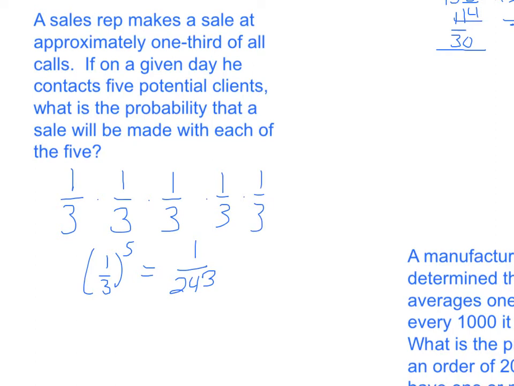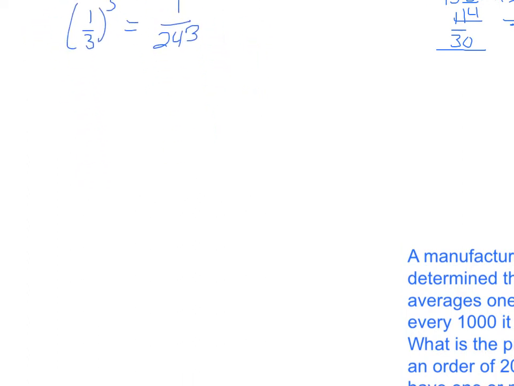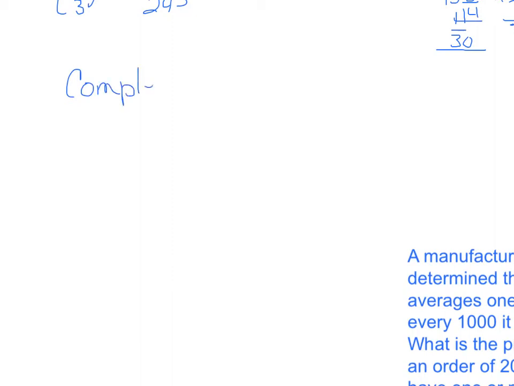All right. We want to also talk about the complement of an event. That was just another example of independent events. Whether he was successful on the second call had no bearing on whether he was successful on the first call.